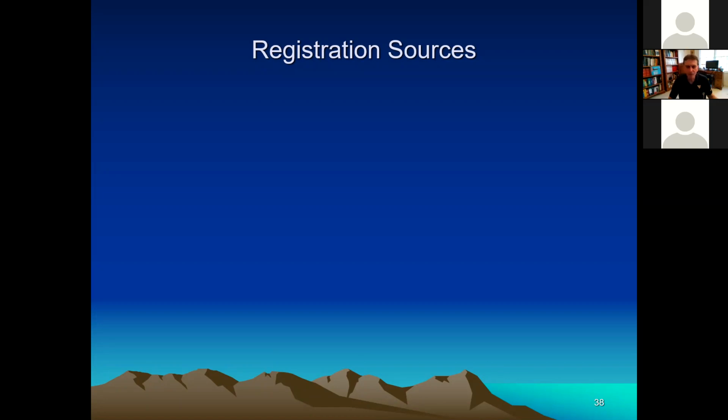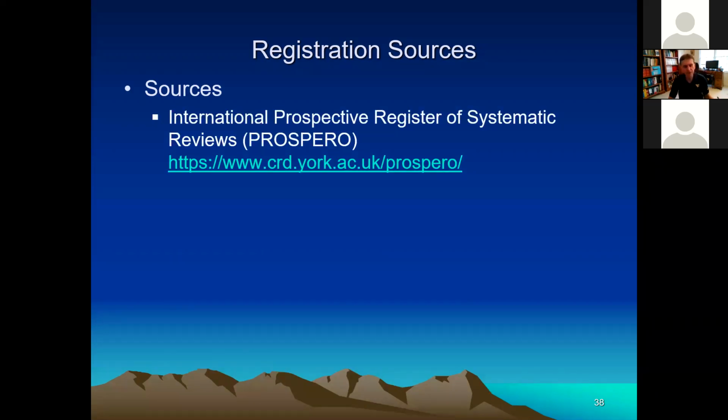So the most common place to register your protocol is the International Prospective Register of Systematic Reviews, and that's called Prospero.